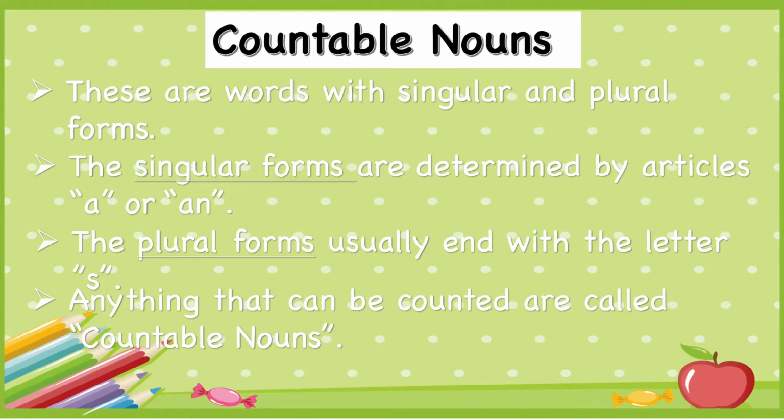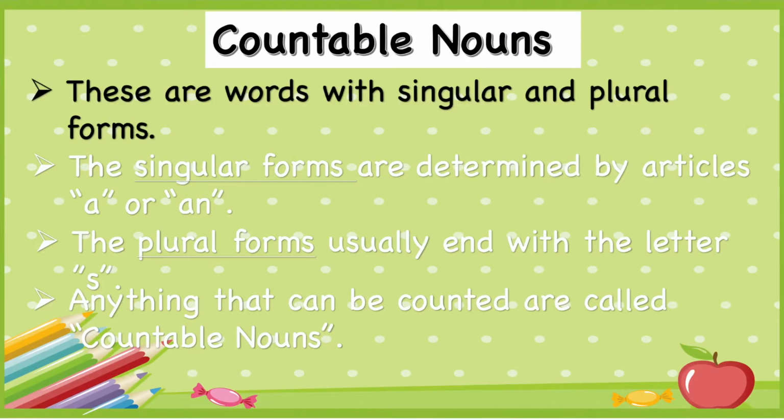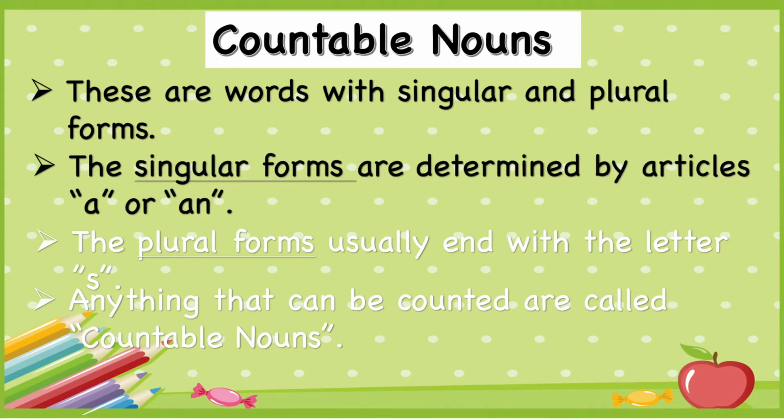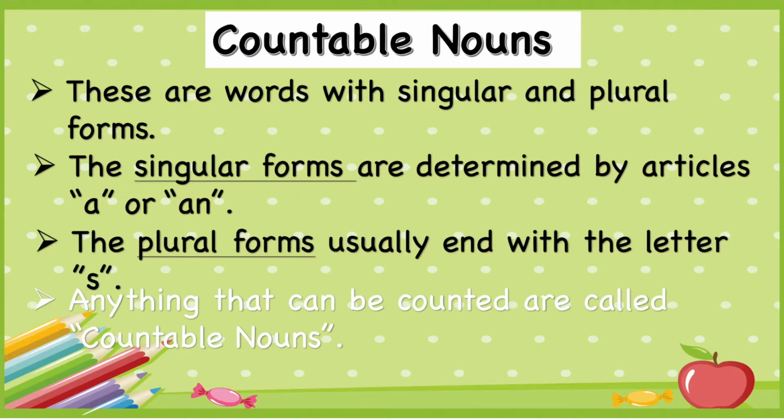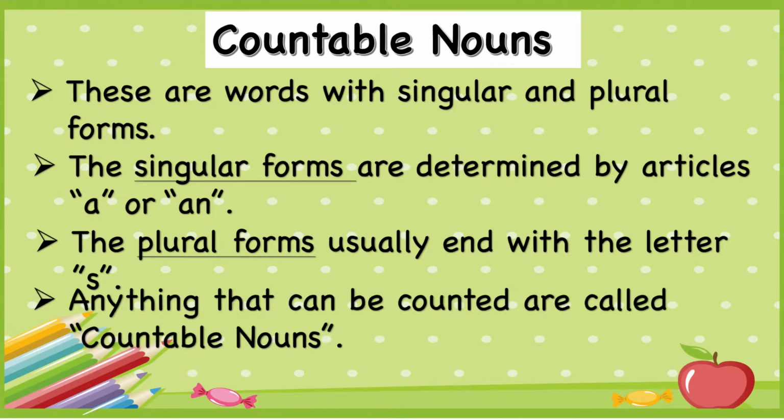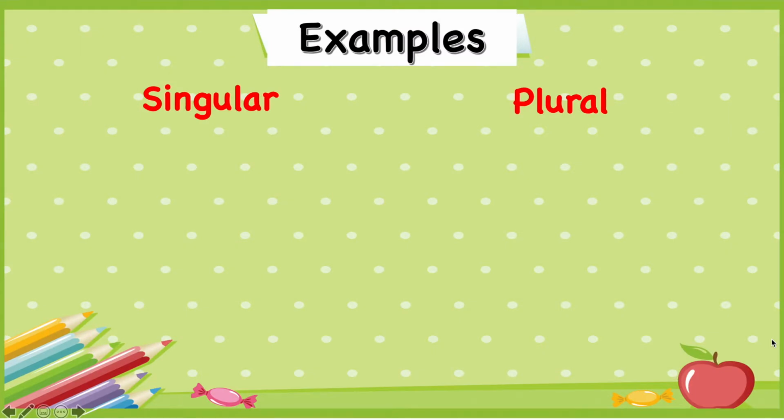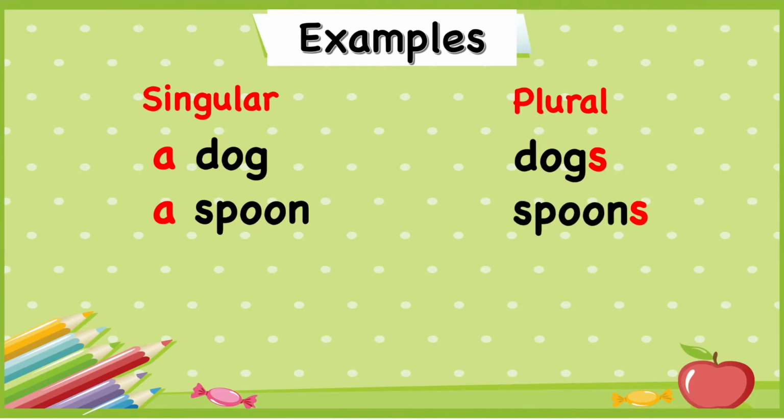First, let me explain what countable nouns are. Countable nouns are words with singular and plural forms. The singular forms are determined by the articles a or an, and the plural forms end with the letter s. Anything that can be counted is called a countable noun. For example, dog, dogs. Spoon, spoons. Book, books, and a lot more.